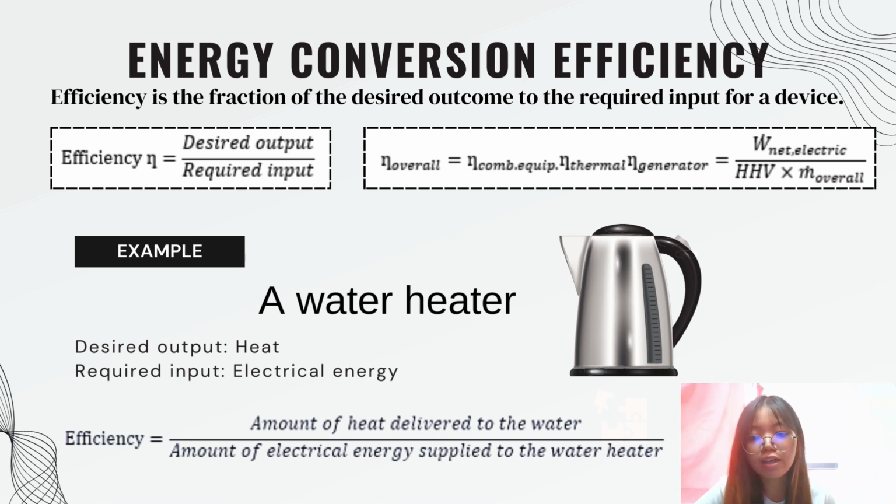And here I put an example, which is a water heater. The desired output of a water heater is heat, and the required input is electrical energy, so that the water heater is able to convert the electrical energy to heat to heat up the water. So the way we calculate the efficiency here is equal to the amount of heat delivered to the water divided by the amount of electrical energy supplied to the water heater.